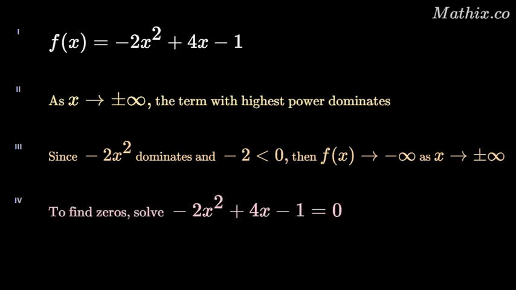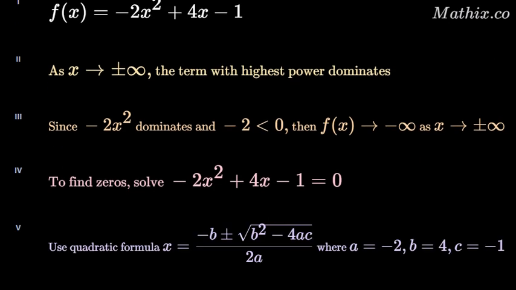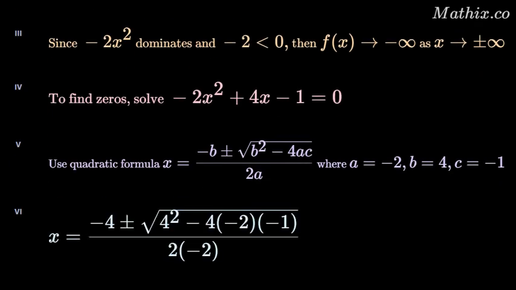To find the zeros of the function, we solve the equation negative 2x squared plus 4x minus 1 equals 0. We use the quadratic formula x equals negative b plus or minus the square root of b squared minus 4ac, all divided by 2a, where a equals negative 2, b equals 4, and c equals negative 1. Substituting the values, x equals negative 4 plus or minus the square root of 4 squared minus 4 times negative 2 times negative 1, all divided by 2 times negative 2.